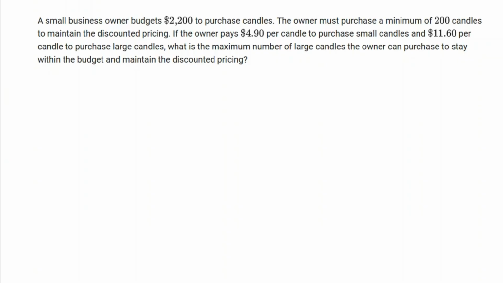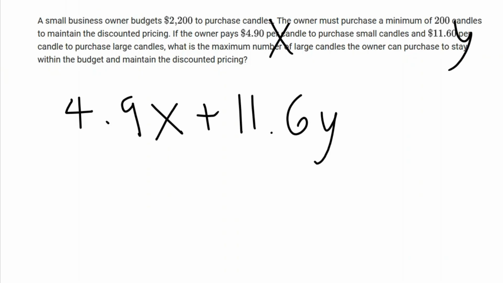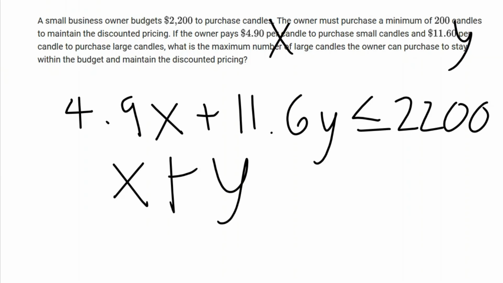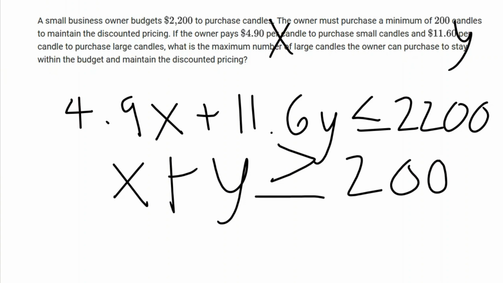So let's go ahead and set this problem up. As far as money goes, you've got 4.9x, we'll say x is small and we'll say y is large, plus 11.6y is going to be less than or equal to 2,200, because you can't have anything greater than the 2,200, otherwise you'll go out of budget. And x plus y must be equal to or greater than 200 because he needs at least 200 candles.